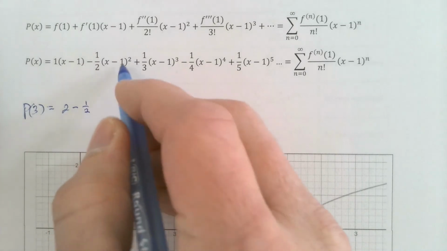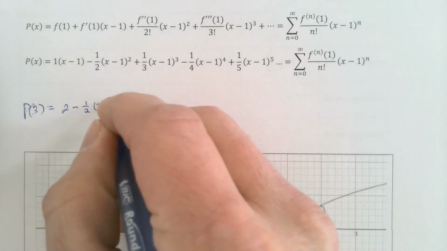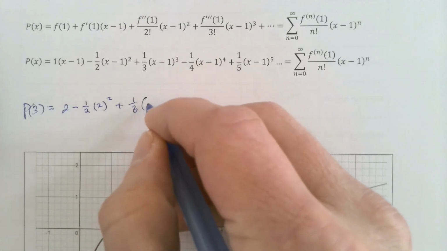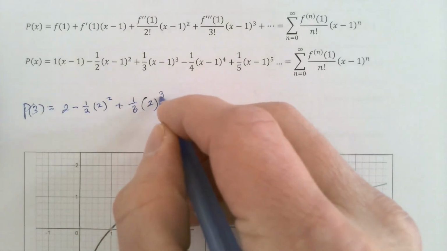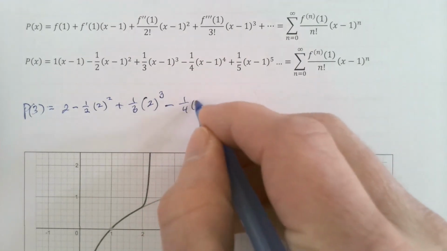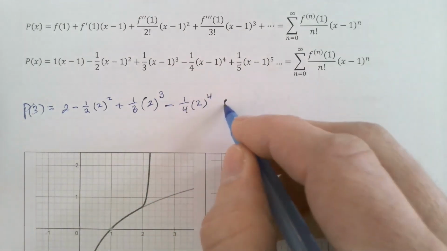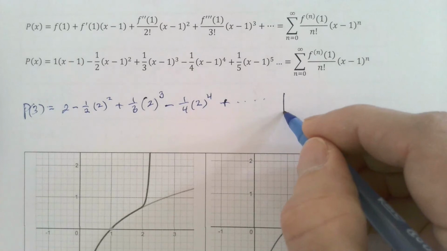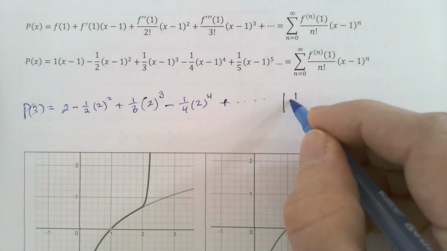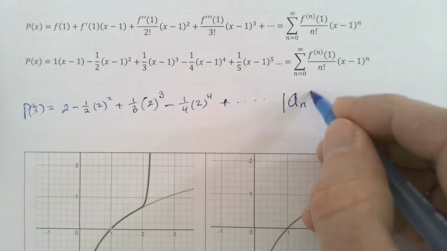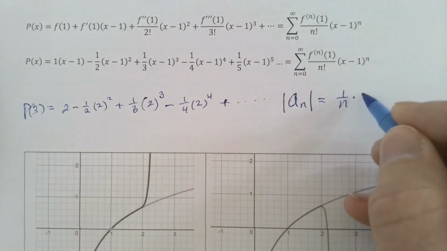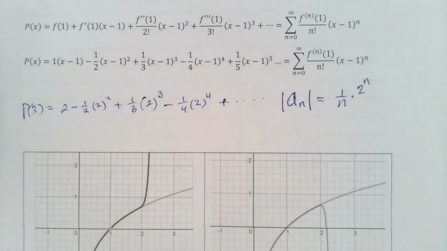3 minus 1 is 2 squared. Then you get plus 1 third. 3 minus 1 is 2 cubed. Minus 1 fourth times 2 to the fourth, and you see the pattern. Well, the idea here is that the absolute value of the nth term will look something like this. Let's see, the absolute value of the nth term is going to be 1 over n times 2 to the n power.